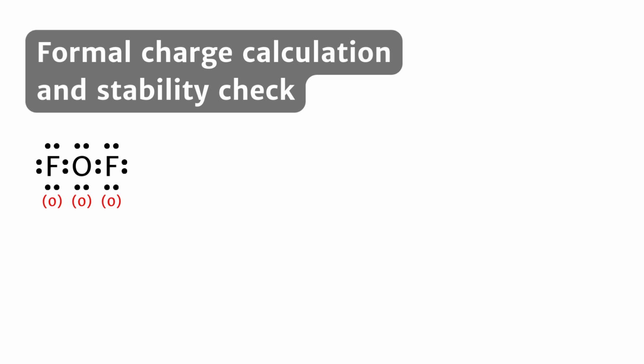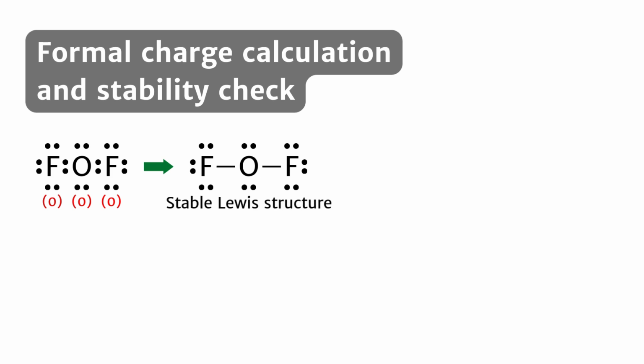To represent a bonding pair, we draw a single line between the atoms. In this structure, one pair of electrons exists between oxygen and each fluorine atom, so we draw one line between them. This indicates that the OF2 Lewis structure has a central oxygen atom singly bonded to the two outer fluorine atoms. That wraps up our explanation of the OF2 Lewis structure.